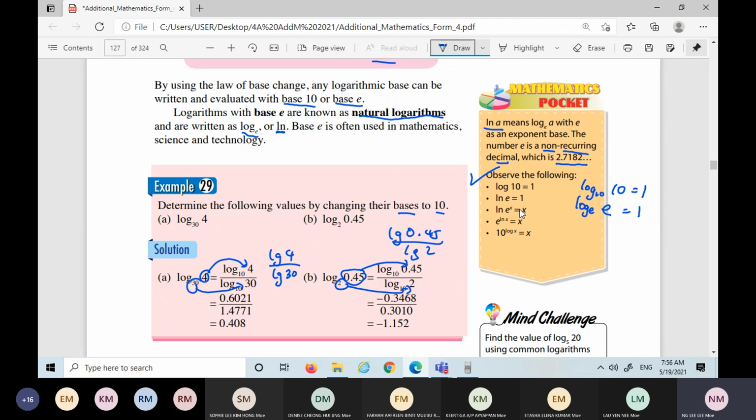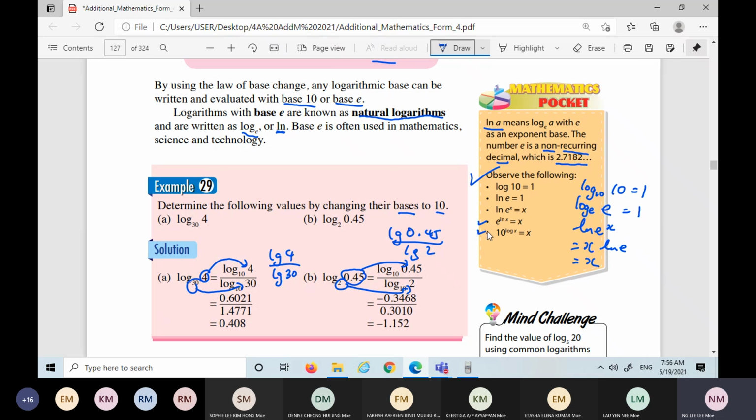Then the third one, ln e to the power x. This one you can drag the x in front, and then ln e. ln e, as the second one, is 1. Therefore x times 1, you get x. This is for the third one.